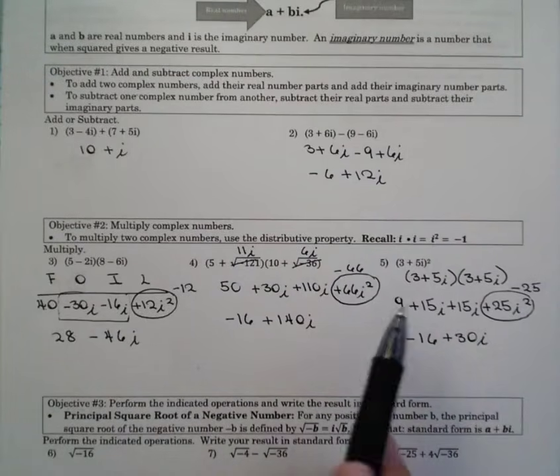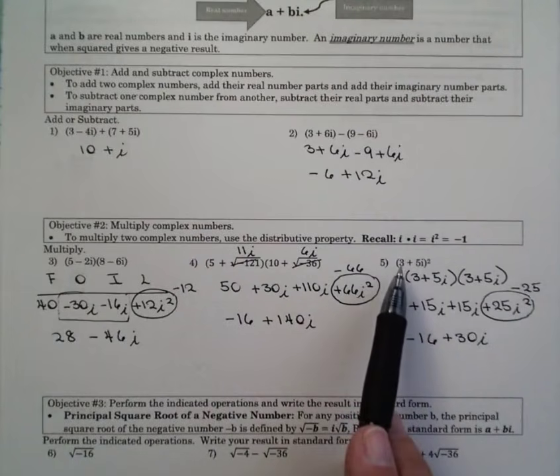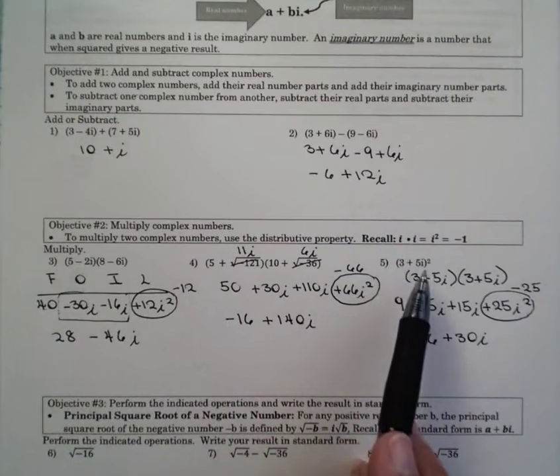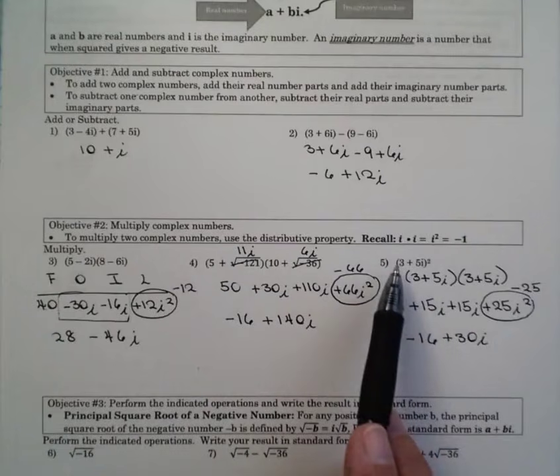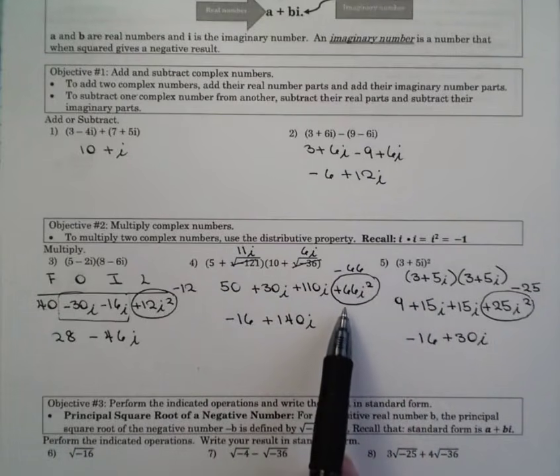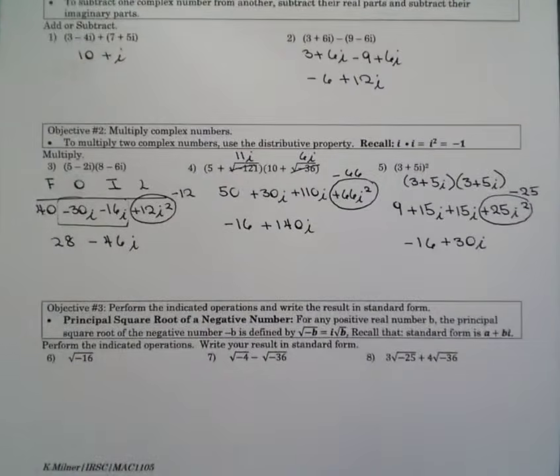Now, if I was just doing this without writing it out, I would square this term, multiply the two terms together, and double it. And that might be something that you want to brush up on as we go forward.